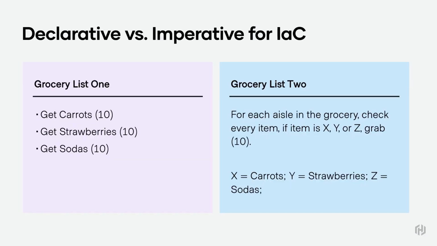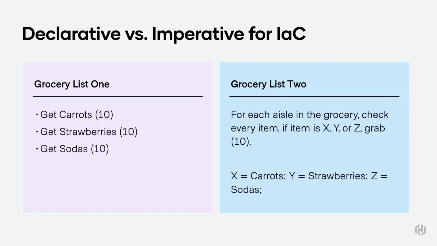Grocery list one's get carrots 10, get strawberries 10, get sodas 10. The other one, it's a little bit weird, but it says for each aisle, check every single item. If item is of X, Y, and Z, grab 10. And then at the bottom, your odd friend has written carrots, strawberries, and sodas.